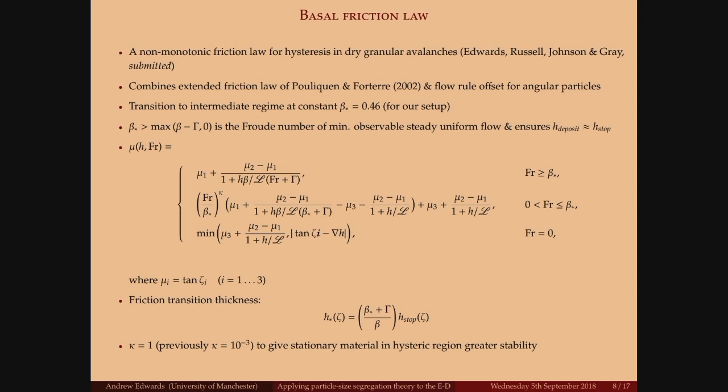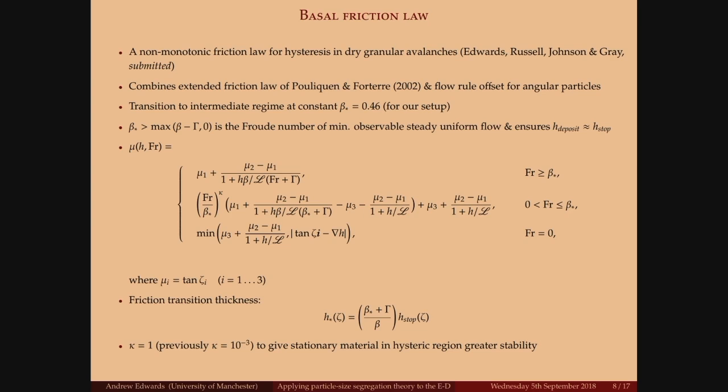So we have a new friction law, which is very much based on Pouliquen's work, as I said, but there's an added complexity coming in from this offset. Essentially, we find that we need to transition from a steady to an intermediate flowing regime at a Froude number which is different to beta, where you would normally transition. And we need to do this to ensure that from our numerics we have deposit layers which match that h_stop value.